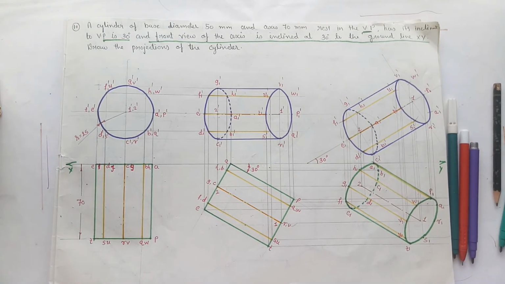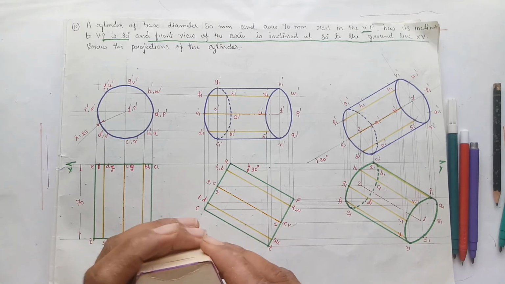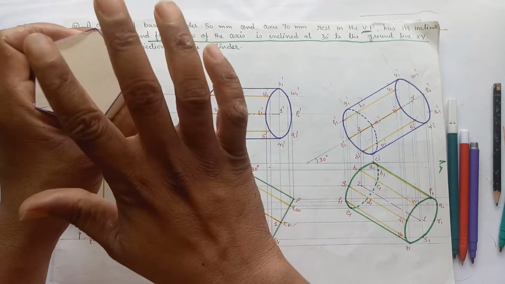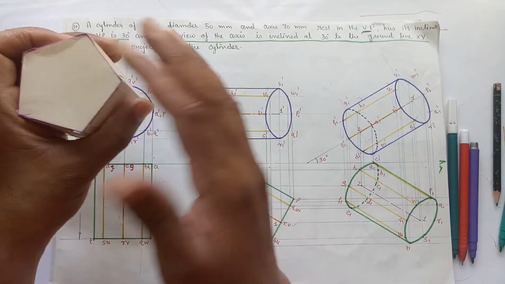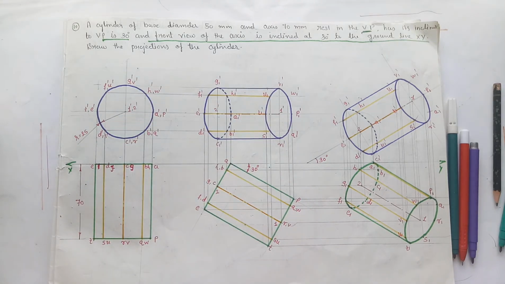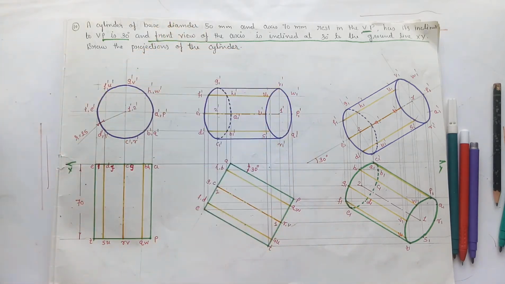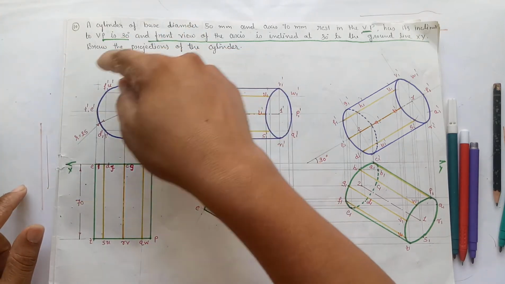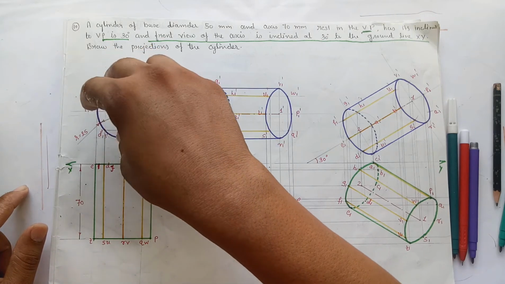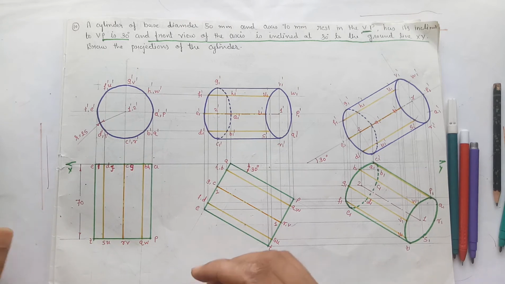Here we have a different example, and for the first time we are taking a solid resting in VP. If it is resting in VP, we have to draw the base and top face in the elevation. So we will get a circle in the elevation of the cylinder. Draw the circle, and after drawing it, divide the circle into 8 equal parts. Then project the points of the circle vertically downwards.